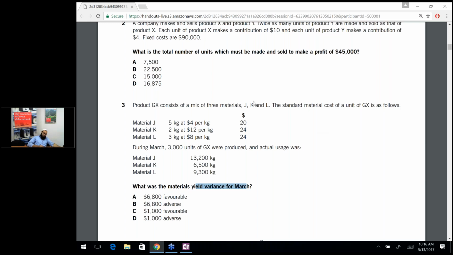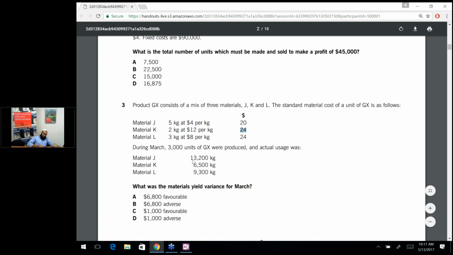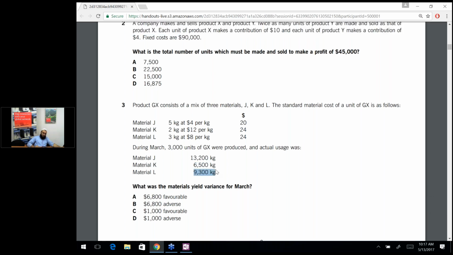The company produces 3 products, J, K and L. The standard material cost of a unit is as follows. It requires 5, 3 and 2, and the cost per unit is given. The actual consumption is also given to you. I'll solve in the same way, but this will be in a shortcut way. And I'm sure you will like the shortcut here.